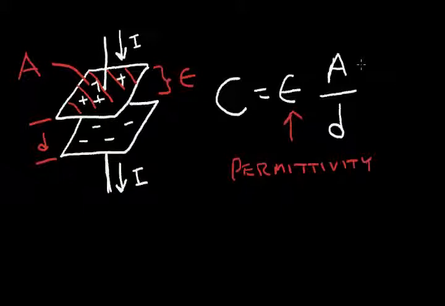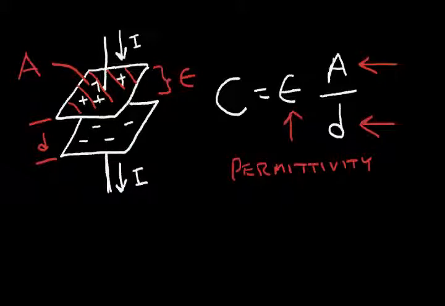As the area of the plates increases, the capacitance increases. As the distance D decreases, the capacitance also increases. So in a capacitor, you like to make D as small as possible to get the most amount of capacitance. But there can be a problem associated with that.